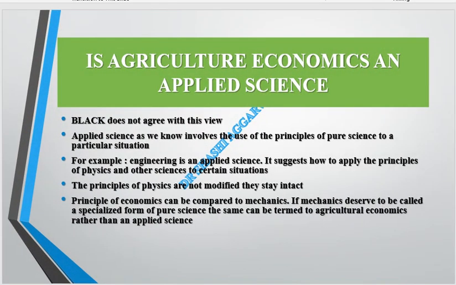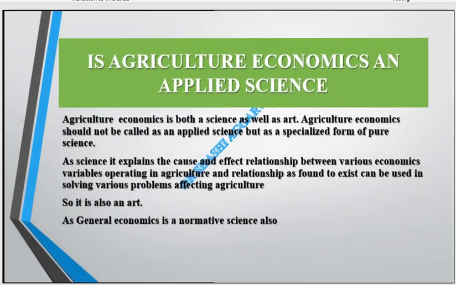But Black does not agree with this view. Applied science, as we know, involves the use of the principles of pure science in a particular situation, like engineering, which applies the principles of physics and other sciences to a certain situation. But the principles of physics are not modified; they stay intact. So the principles of economics can be compared to mechanics. If mechanics deserves to be called a special form of pure science, agriculture economics can also be called a specialized form of pure science rather than an applied science.